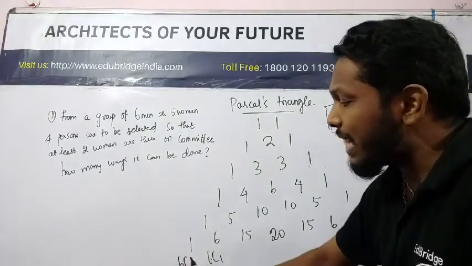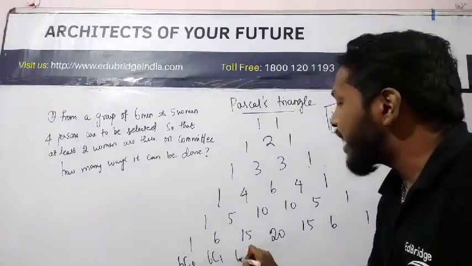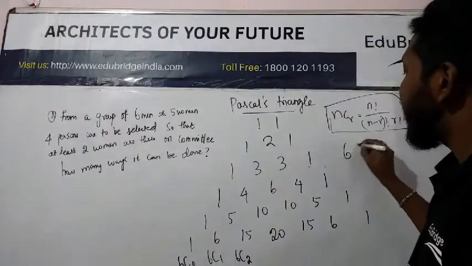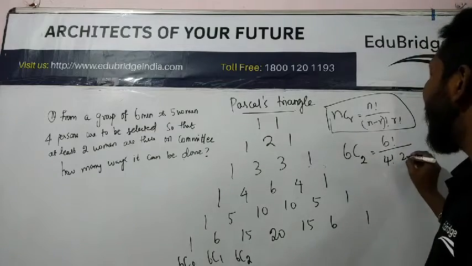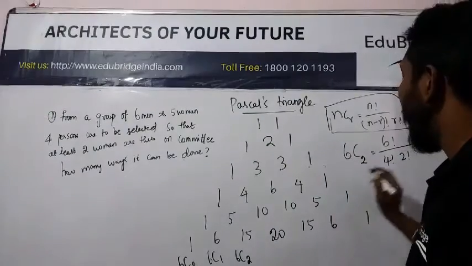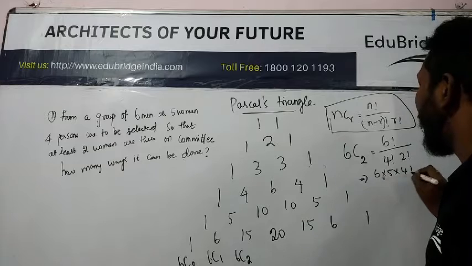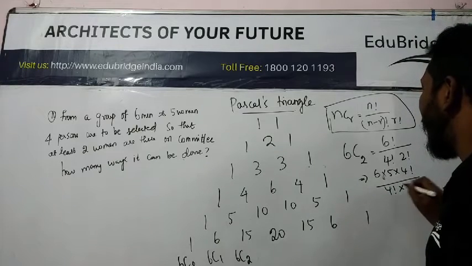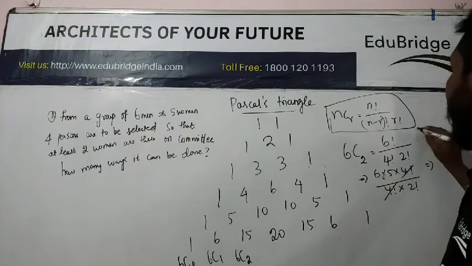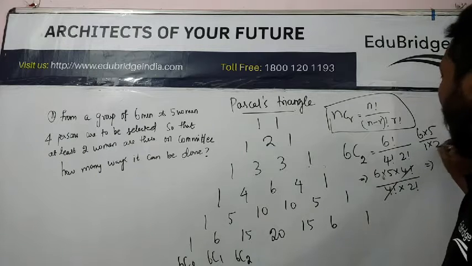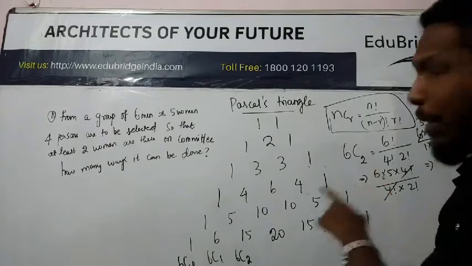As you know, 6C0 is 1. 6C1 is 6. 6C2 is nothing but 6 factorial by (6 minus 2) factorial, which is 4 factorial into 2 factorial. 6 factorial means 6 into 5 into 4 factorial by 4 factorial into 2 factorial. So 4 factorial and 4 factorial get cancelled, and I get 6 into 5 by 1 into 2. If you cancel this also, you get 3 into 5, which is 15.